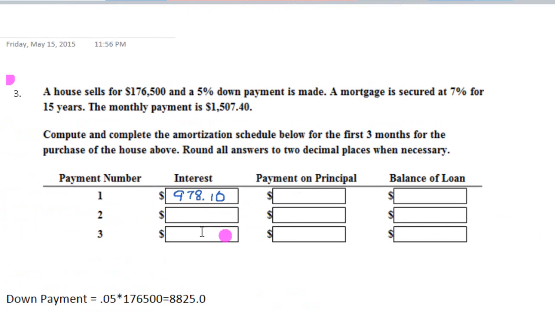$978.10. So $978.10. Now, what's the payment on the principal? Well, here's where you have to use the fact that your whole entire monthly payment is $1,507.40. So out of that monthly payment, $978.10 is interest. Of course, the remainder of that payment goes to the principal. So we do have to do a subtraction here. Our monthly payment minus our interest gives us the principal payment. So let's do that next.